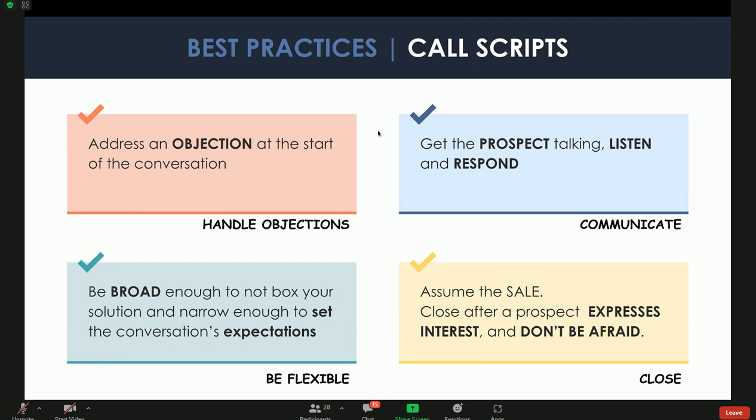Continue to handle objections and address those objections as the call goes on. Bring up an objection before they can. Highly recommend that. When it comes to communication, you've got to get the prospect talking. One big thing here, I mentioned this before: talk to them like you're talking to your friend.